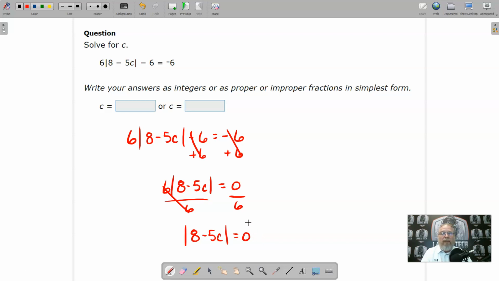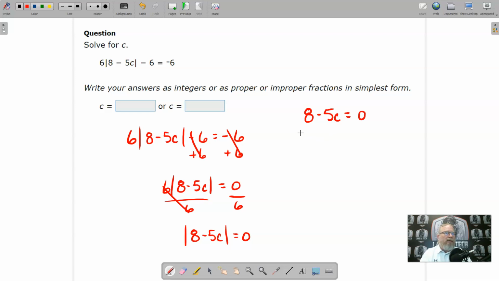At this point, we should realize we only have one answer, because we have the absolute value isolated on one side of the equation, and it equals 0. So we only have to do one equation to get one answer, and they have 2 places for an answer, so we're just going to put the same answer in both slots. Let's take what's inside the absolute value, 8 minus 5c, and set it equal to 0. We only have to do this once, because there's no such thing as negative 0.